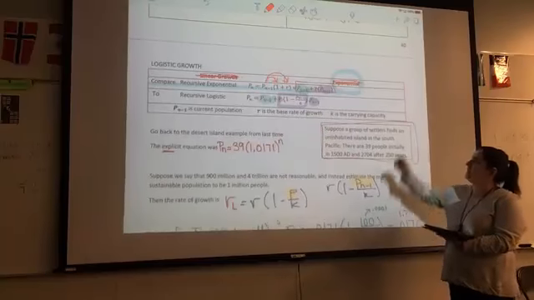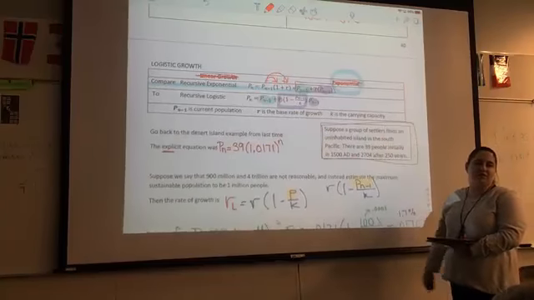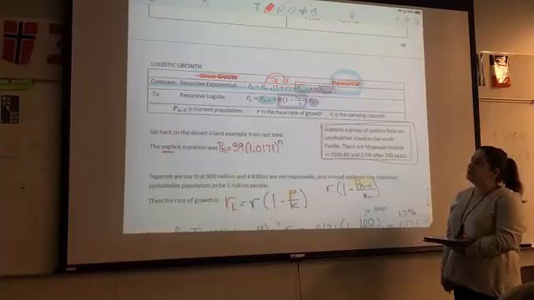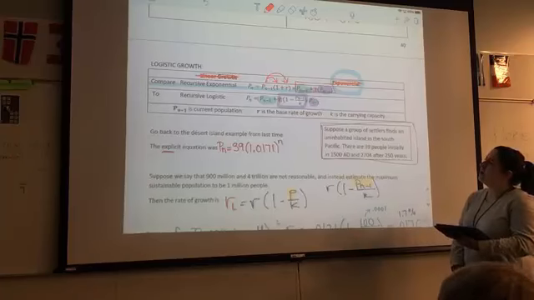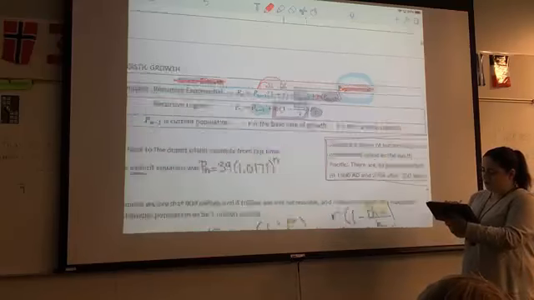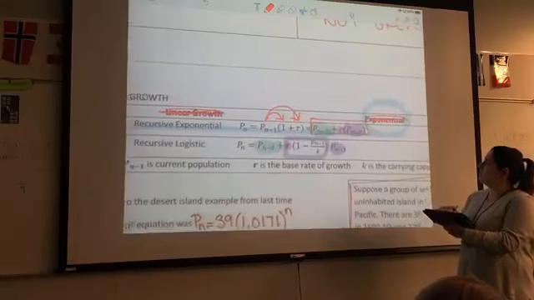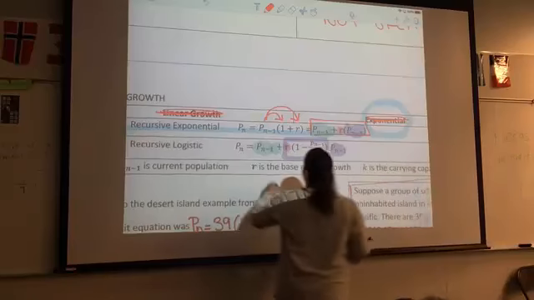Then this is logistic. Take off the two headers that are left over from before. The new one is logistic. We are going to compare it to the recursive exponential. So here is the recursive exponential, right?